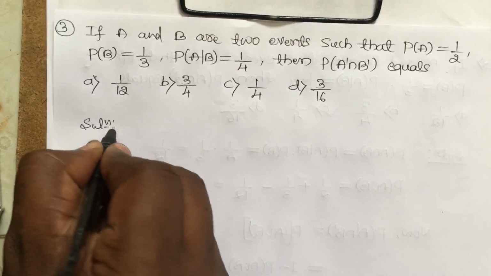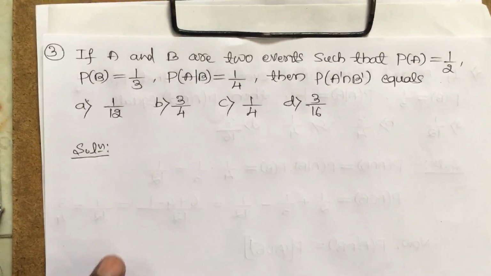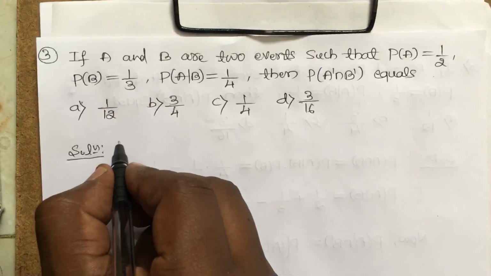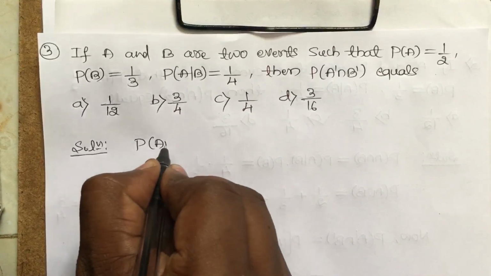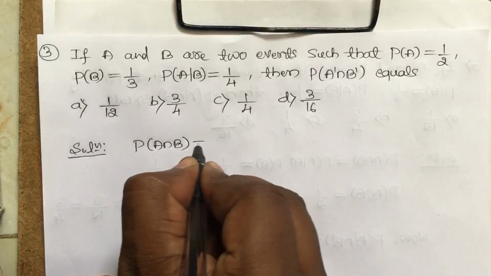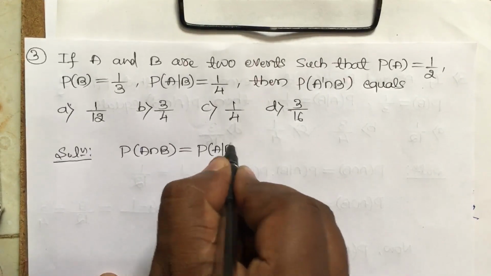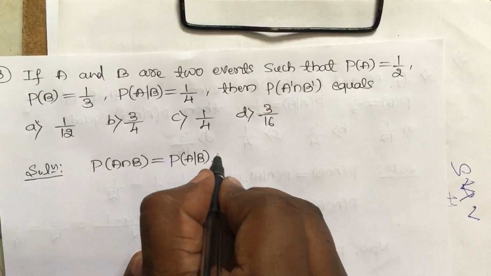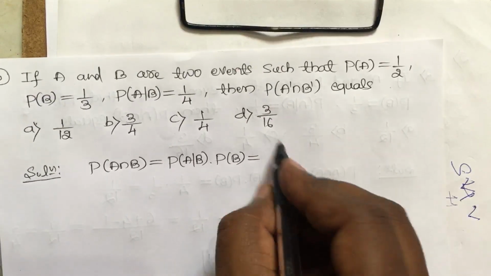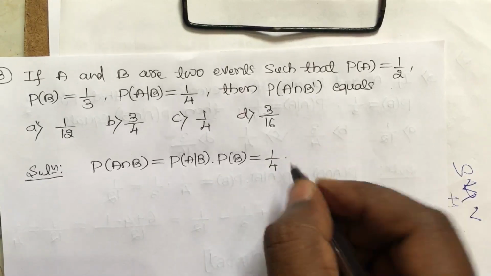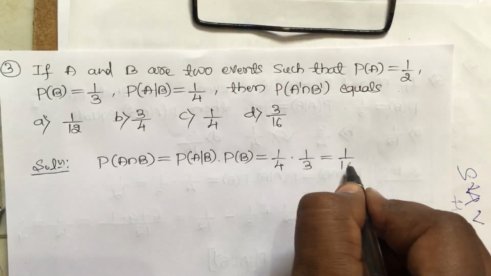In order to get the value of P(A' ∩ B'), first we have to calculate P(A ∩ B) and P(A ∪ B). So I'll go for P(A ∩ B), which equals P(A|B) into P(B). What is P(A|B) now? It is 1/4 into P(B), it is 1/3. This equals 1 divided by 12.